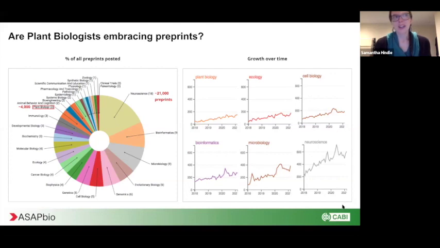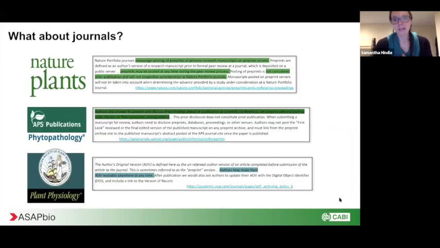Speaking about the general aspect, one of the main concerns that we hear about is, if I post a preprint, will a journal still publish my manuscript? I would say that generally in the life sciences, journals are very supportive of preprints. And if we focus in on some of the plant journals, I've pulled some of the preprint policies from their websites. And you can see that these journals are encouraging the posting of preprints.